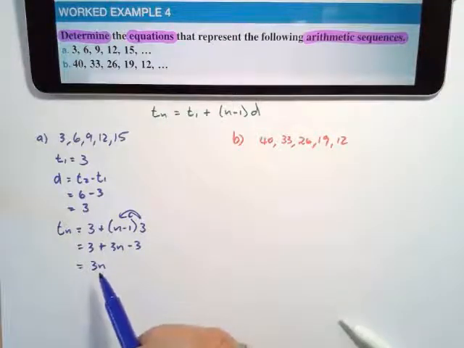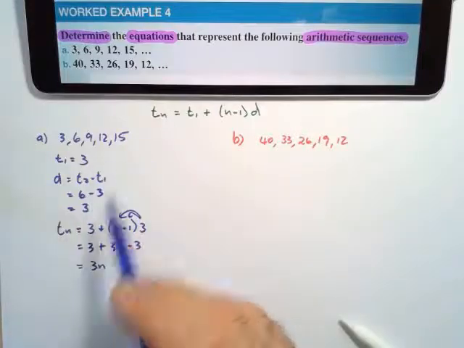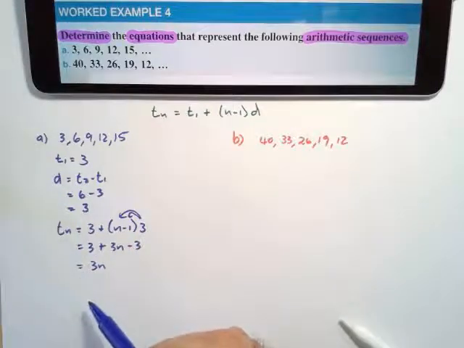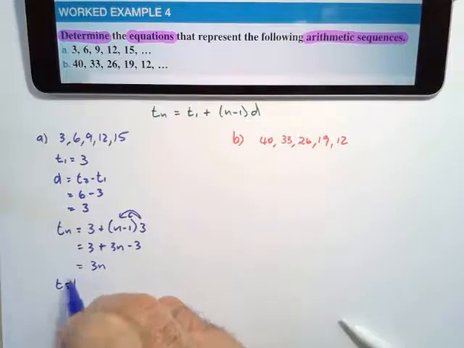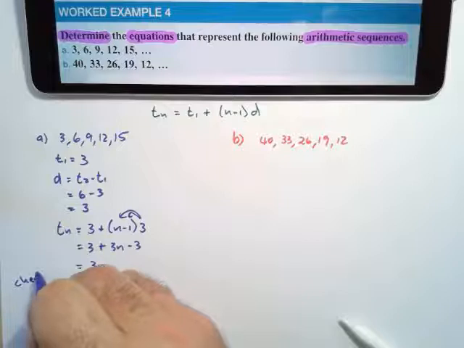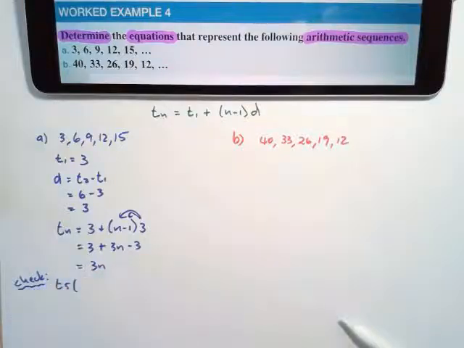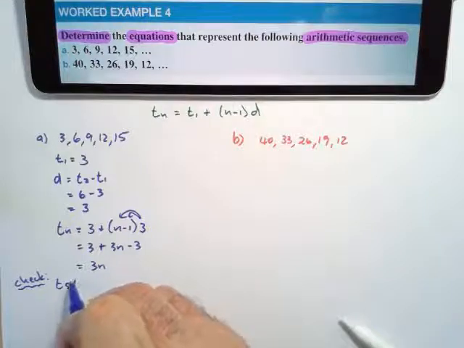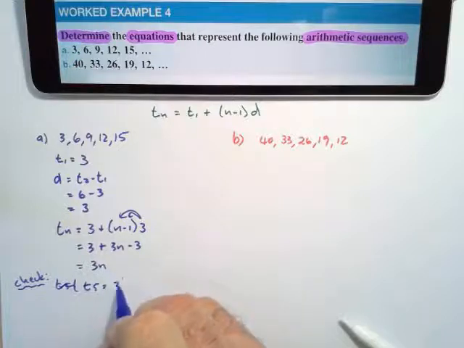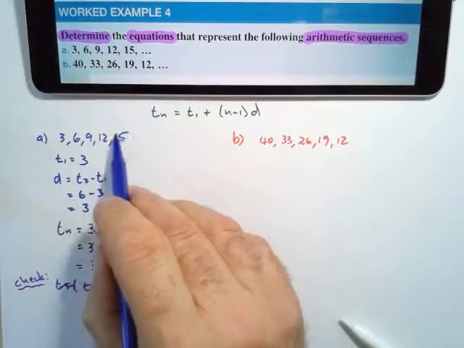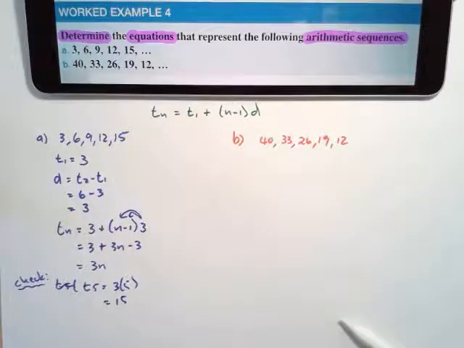If you want to make sure that you're right, you can substitute any value in here and see if you find the value. So let's quickly look at what if I had T5, just to check. You don't have to do this, just so that you know in the exam that you're doing the right thing. T5 equals 3 times 5, and 3 times 5 is 15. 1, 2, 3, 4, 5. Term 5 is 15. So that check is just to help yourself.